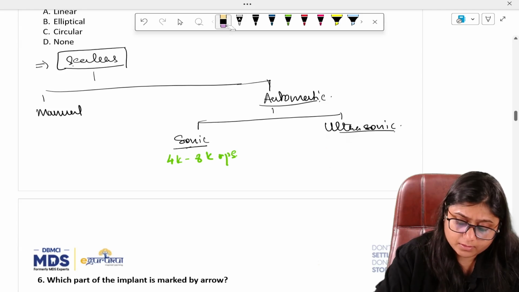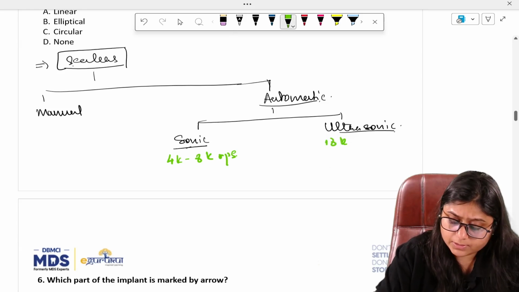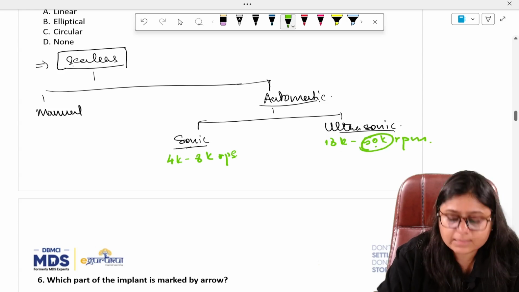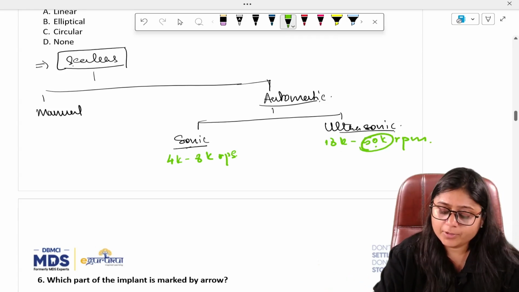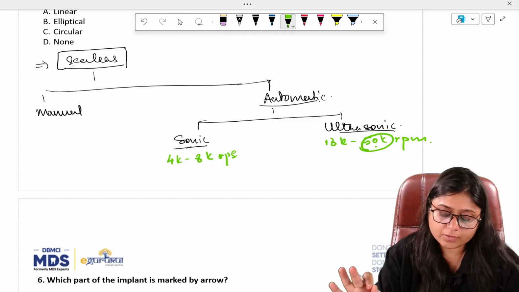18,000 to 50,000 RPM. In some cases, it is written 15 to 45. So, the range will be near only, but you have to remember this 18,000 to 50,000 RPM.